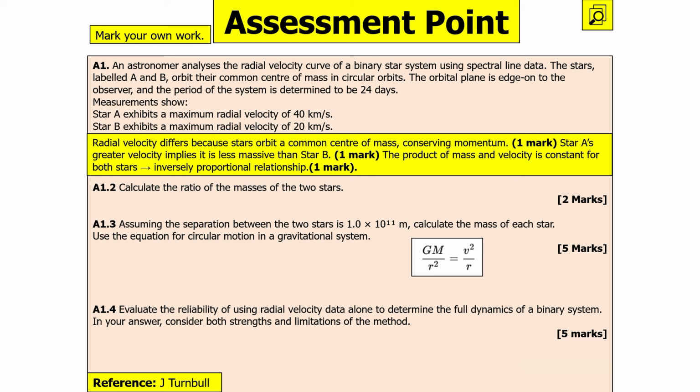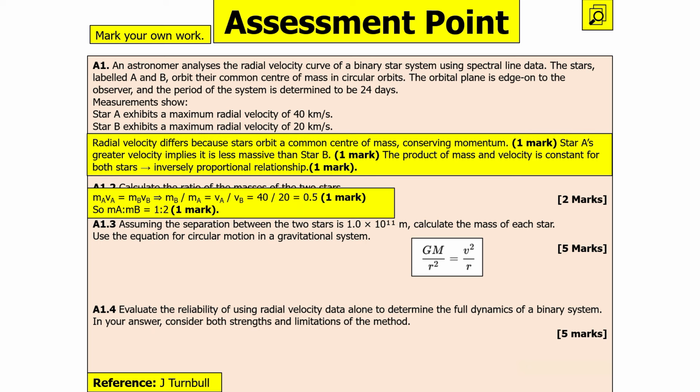Right, the radial velocity differs because the stars orbit a common centre of mass conserving momentum. Star A's greater velocity implies it's less massive than star B. The product of the mass and velocity is constant for both stars, so it's an inversely proportional relationship. We know MA VA equals MB VB, so therefore MB over MA is VA over VB, so therefore it's 40 over 20, which is 0.5, so the ratio is 1 to 2.